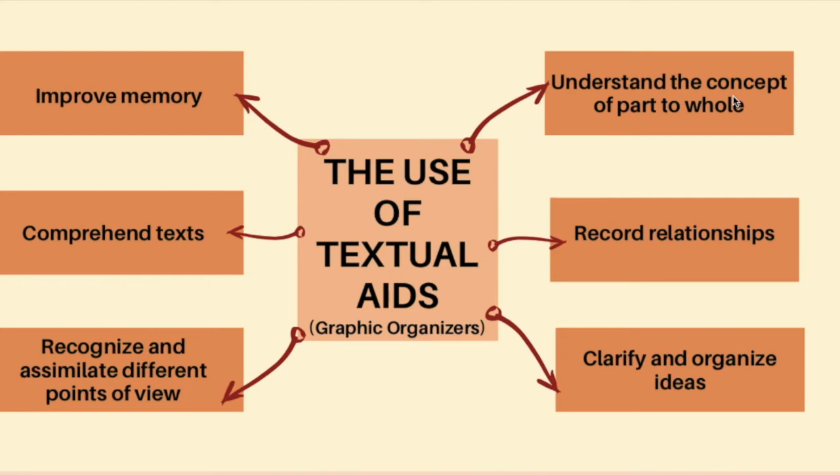It recognizes, number three, and assimilates different points of view or the POVs. Number four, it understands the concept of part to whole. Number five, it records relationships like what I told you last time. It shows the relationships between two ideas or more. And number six, it clarifies and organizes ideas. To be organized and systematic, we can use textual aids and its kinds.